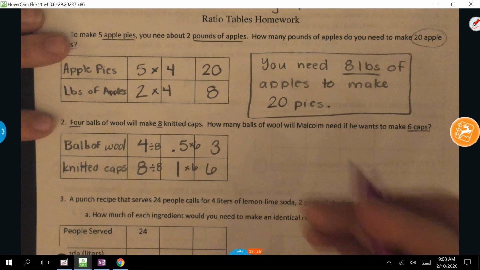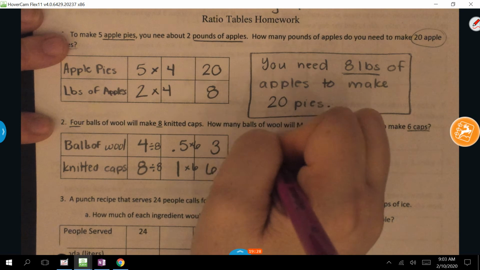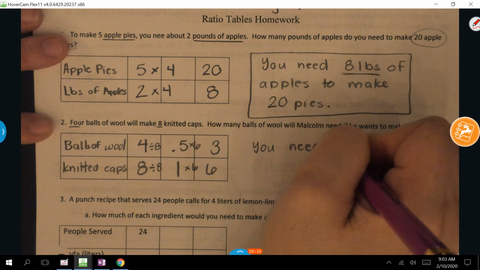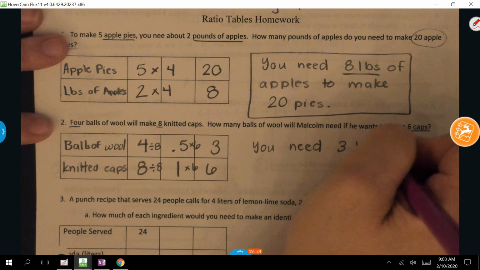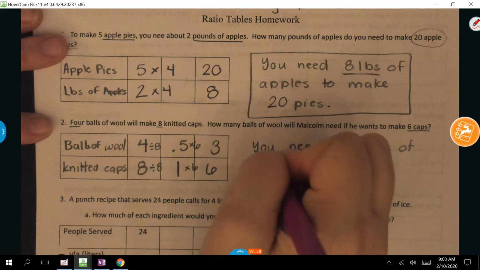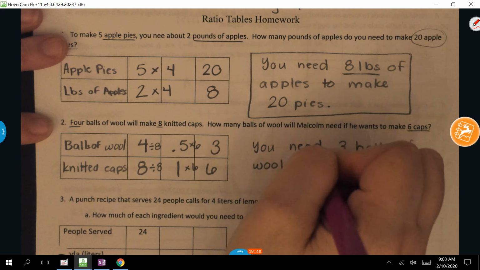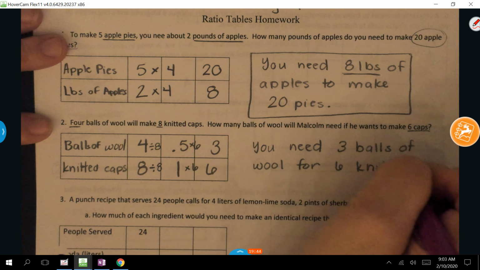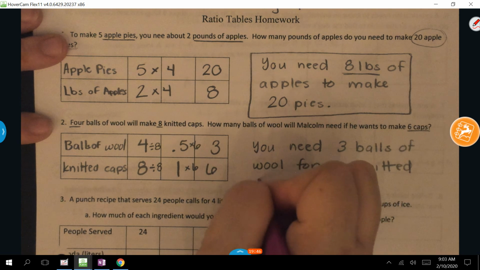So for my answer here, I would say you need 3 balls of wool for 6 knitted caps.